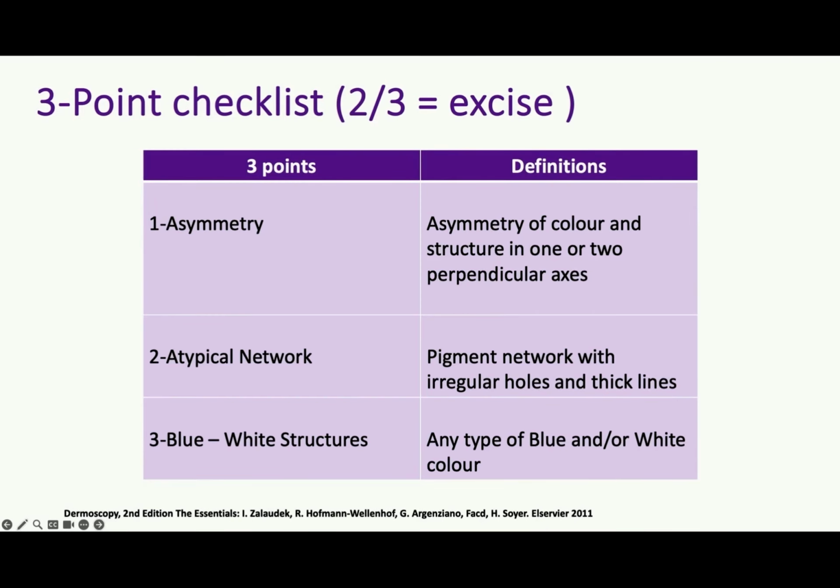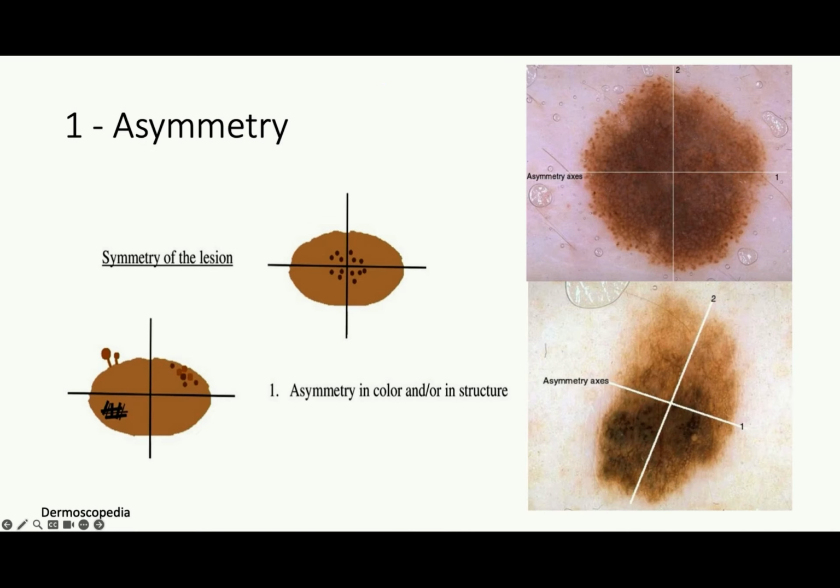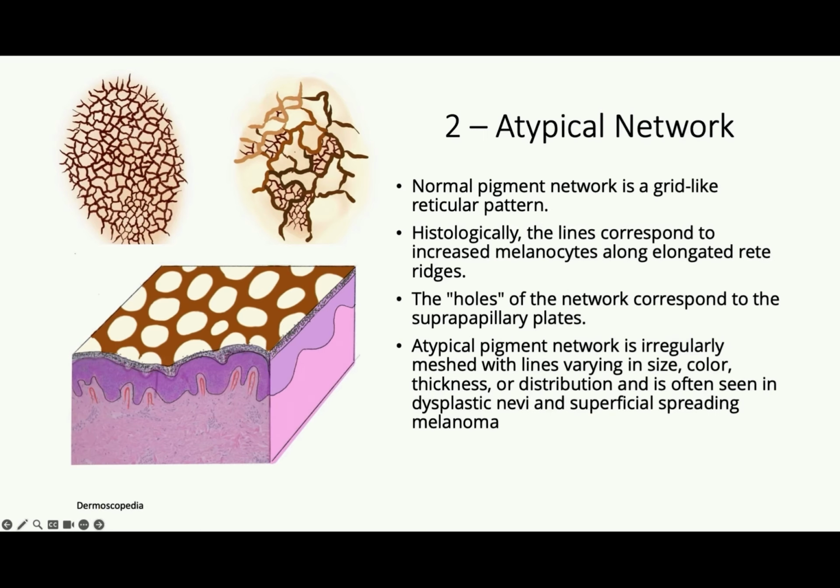So what is the three-point checklist? There are 3 parameters to look at if you're looking at a pigmented lesion with a dermatoscope: asymmetry, atypical network, and blue-white structures. If you have 0 or 1 out of 3, then you're not excising that lesion, but if you have 3 out of 3 or 2 out of 3, then the lesion is coming off. Delving a little into those 3 parameters, asymmetry is pretty self-explanatory. You're looking at asymmetry in the shape of the lesion, but also in the color of the lesion. If you divide it into 4, you can see if a lesion is symmetric or not.